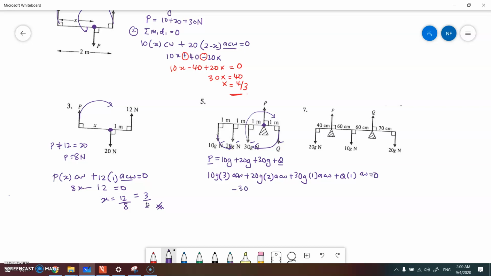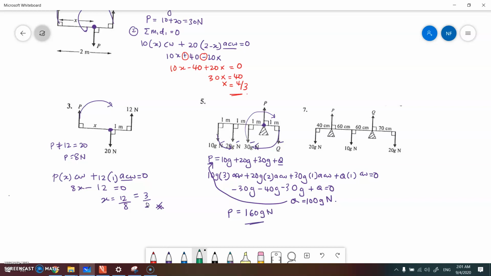So you get negative 30G minus 40G minus 30G plus Q equal to 0. So Q you will get 100G Newton. So how do you want to find P? You just substitute here. So P you will get 160G Newton.